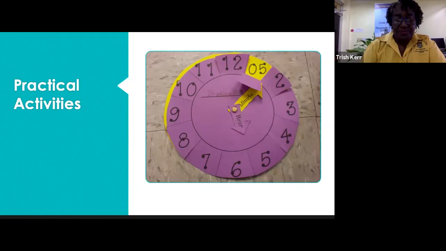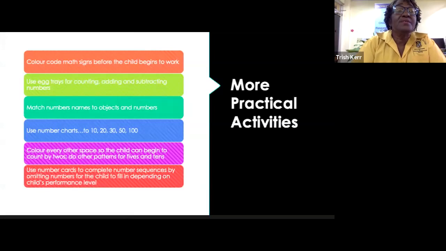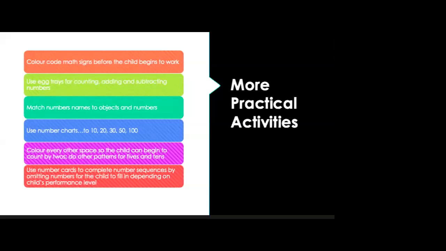All right, so I'll look at the final slide here with some of the challenging skills that we'll have to reinforce. All right, so we see color code math signs before the child begins to work so that they don't get confused. We're trying to let them achieve levels of success. Okay, so they may be confusing addition, multiplication sign, or addition and subtraction. They may do 2 operations in one item. And so you color code the signs before they begin.